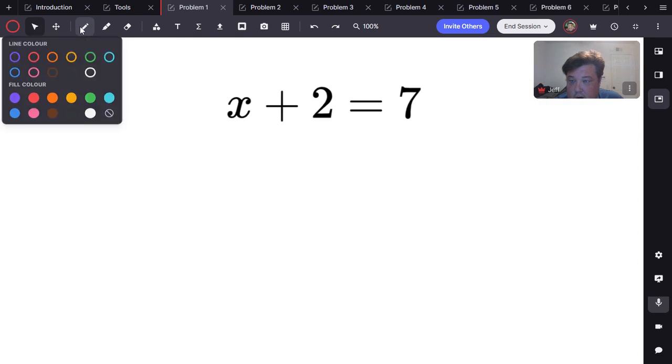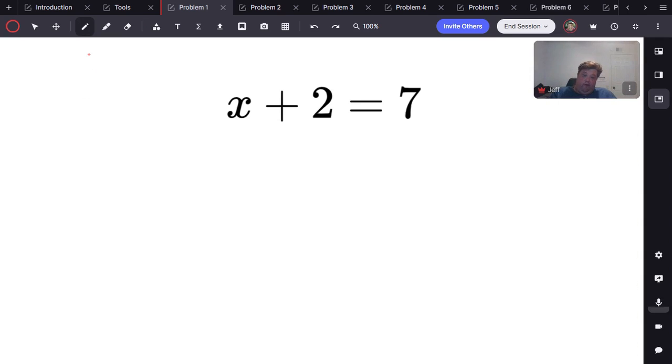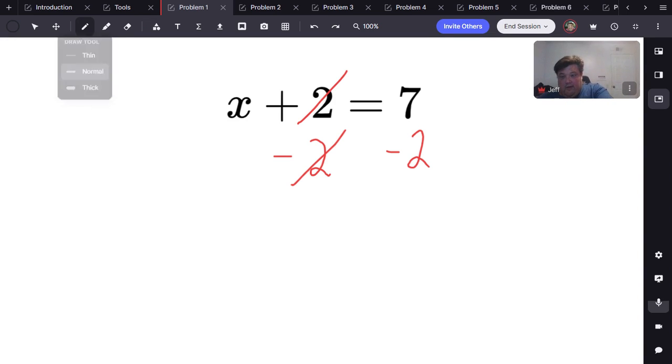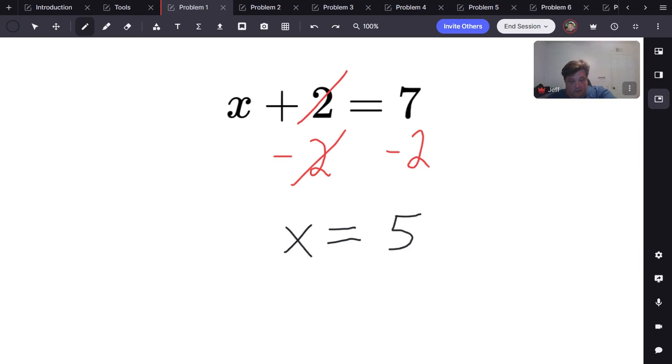So here we are adding a 2 to our variable. So what we're going to end up doing is we're going to subtract 2, but we're not just going to subtract 2 to one side, right? The golden rule of math is whatever you do to one side, you have to do to the other. So we're going to go ahead and subtract 2 to both sides. When you subtract 2 to an addition of 2, those just cancel out. And then that is going to leave x by itself. And now we just have 7 minus 2, right? 7 minus 2 is going to be 5. And that's our final answer.